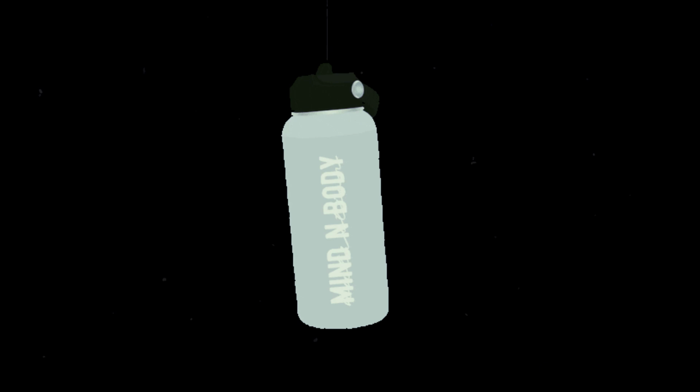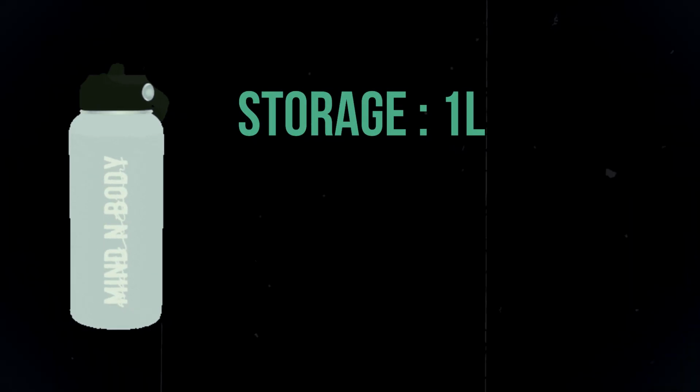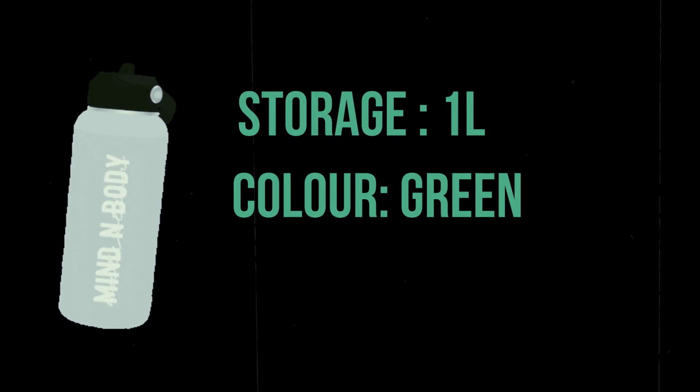Today we are going to talk about object-oriented programming. Before we begin, let's talk about objects in real life. Right now, I've got my laptop, my notebook, my pen, and my water bottle. This particular water bottle has a storage of 1 liter, is green in color, and it's got a particular shape.